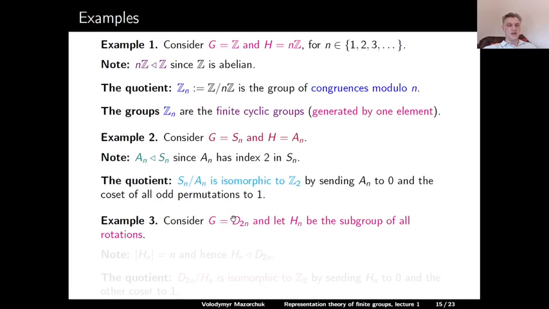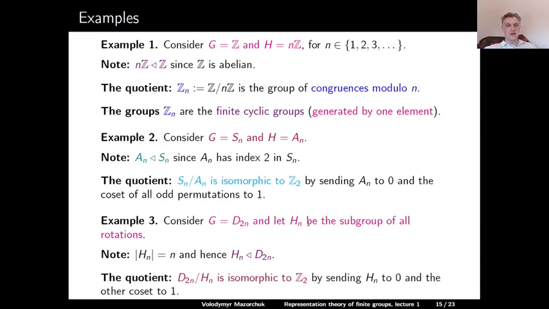If we consider the dihedral group D_{2n} and its subgroup H_n of all rotations, then H_n consists of n elements, so it has index 2 in D_{2n}, so it's a normal subgroup, and the quotient is again isomorphic to Z_2 by sending H_n to 0 and all non-rotational symmetries of the regular n-gon to 1.